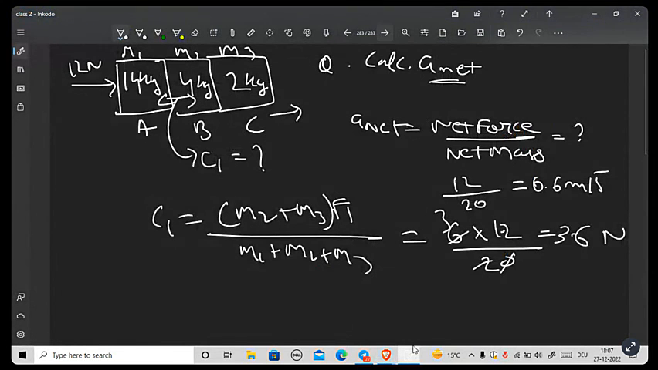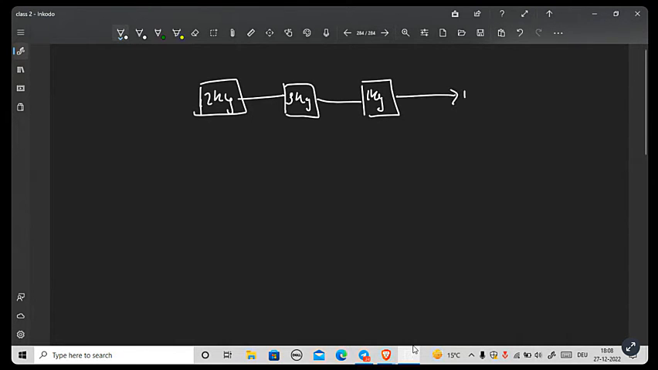A similar type of question, but in this type, the forces are applied on both the sides. This is 2 kg, this is 3 kg, and this is 1 kg. This is the force F, and they are moving towards the right side only. This is your net acceleration direction. So there will be some tension in the string on this side, and some tension in the string on this side.